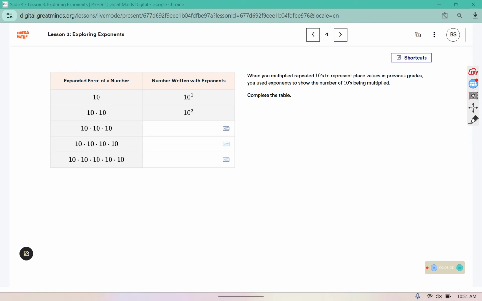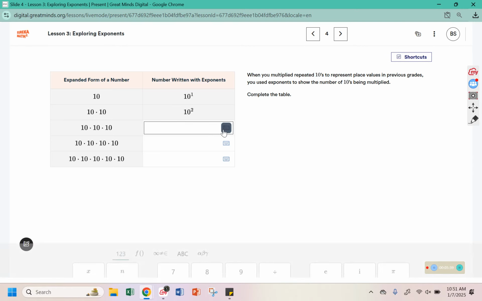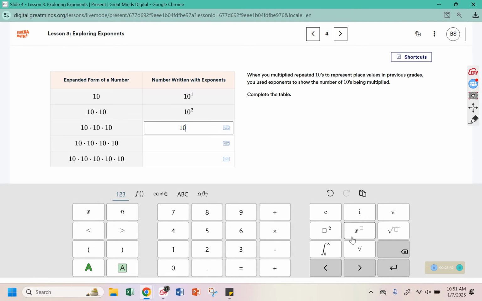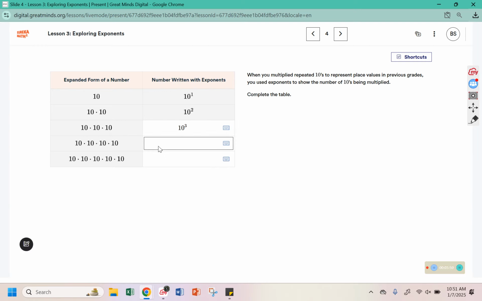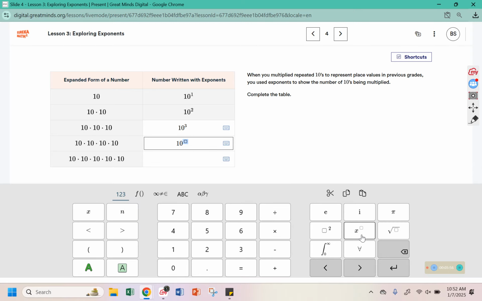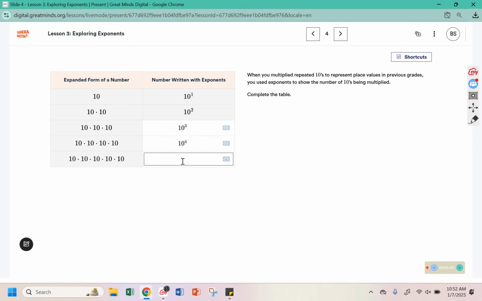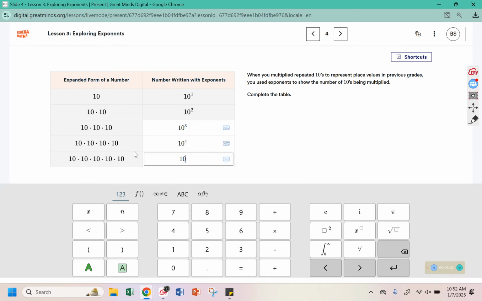When you multiplied repeated tens to represent place values in previous grades, you used exponents to show the number of tens being multiplied. Complete the table. In here, you can type in 10, and then this little X with the button allows you to type in the exponent, and you want a 3 there because there's 1, 2, 3 tens being multiplied. Same thing. This time there are 4. And for this one, there are 1, 2, 3, 4, 5. So this one allows us to put the exponent of a 5.